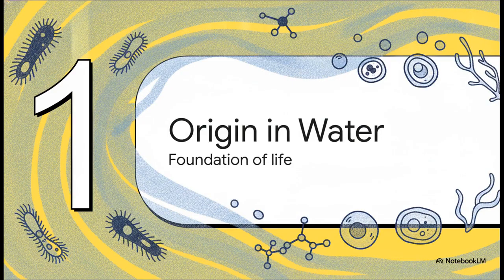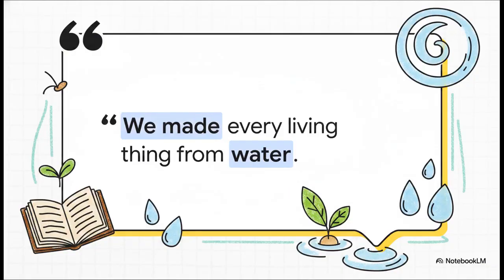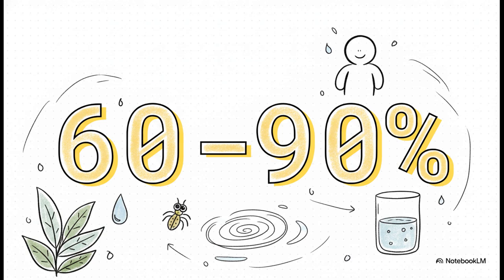All right, let's jump right into Section 1, Origin in Water. To introduce this core biological concept, the textbook presents a specific classical quote. It reads, "We made every living thing from water," citing Surah Al-Anbiya, verse 30. By putting this verse front and center, the textbook establishes a philosophical and historical starting point. It's using this text to plant a seed in the student's mind, the idea that water and life are inextricably, fundamentally linked together.